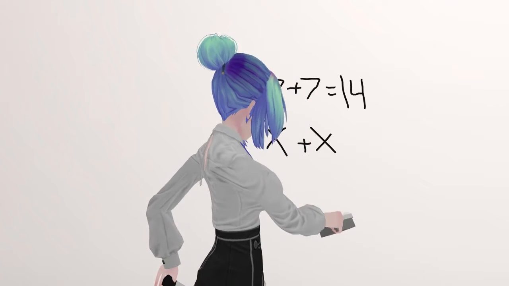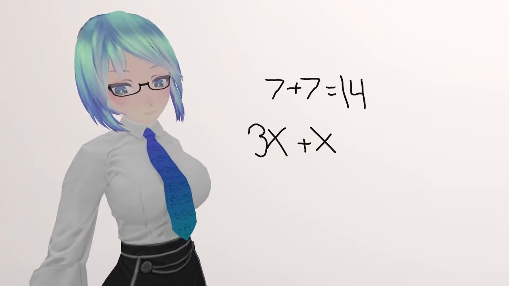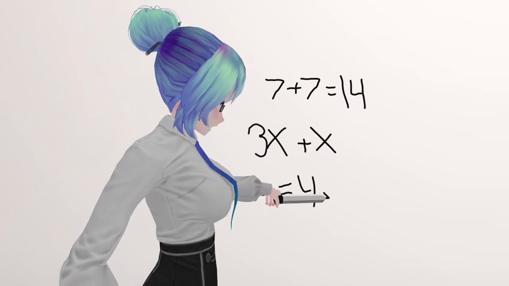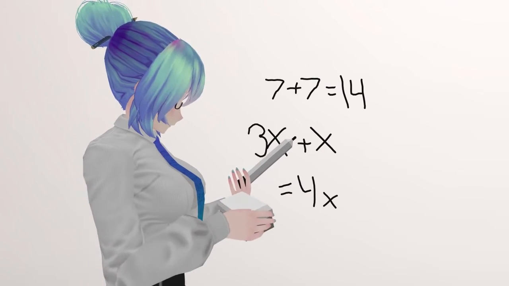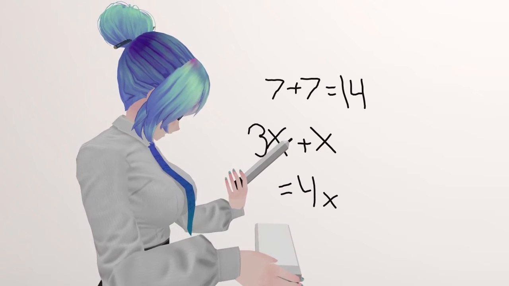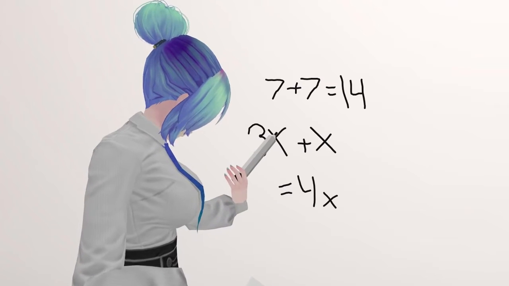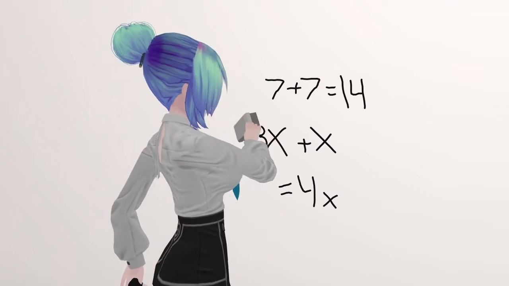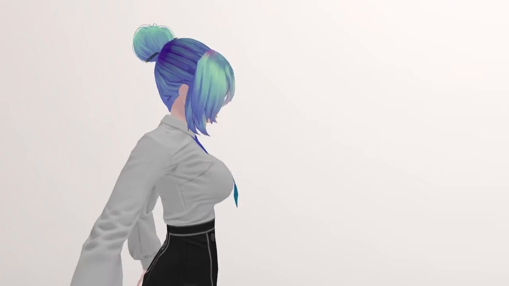So, for you very smart children out there, let's say we do 3x plus x. What are we going to get? We're going to get 4x. That's how you add up variables. We're starting very, very simple here. Okay? And if your head already hurts, I don't know what to say. That's how you add up variables.